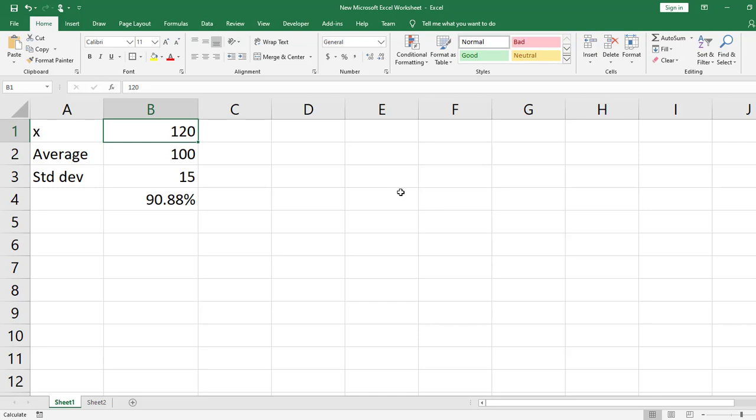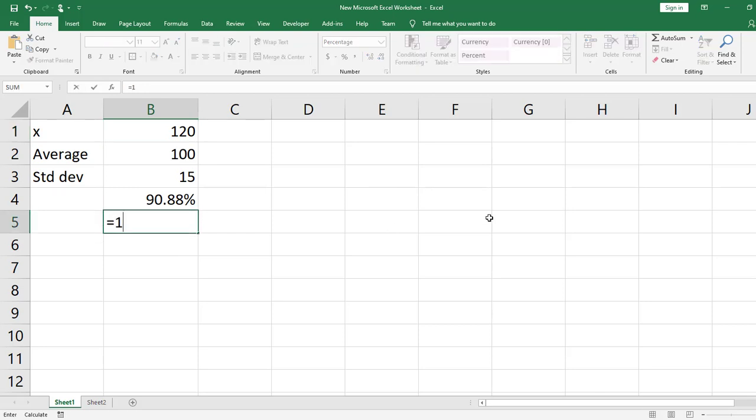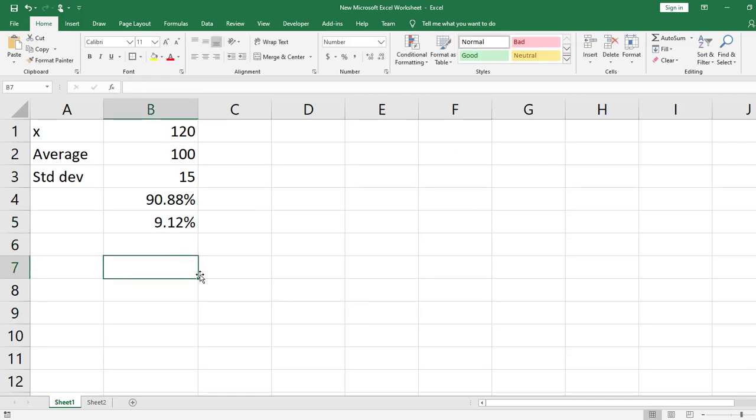The way we fix it is we look at the other side, right? Under the distribution, there's going to be 100% of observations. So if we found 90%, but that's exactly what we don't want, we just look at the other side, and that tells us what we do want. That's a simple enough thing to do. We just say equals 1 minus the value, and we get about 9.12%. So by this standard, IQ of 120, 9.12% of people are smart.